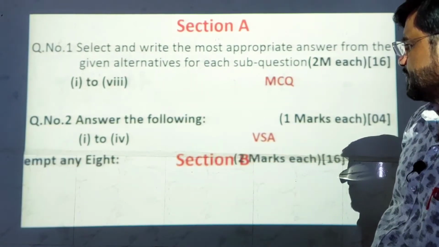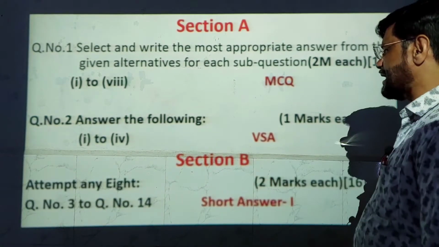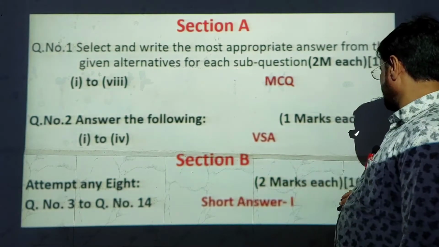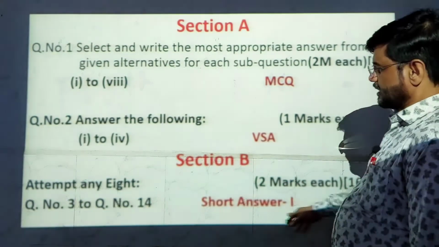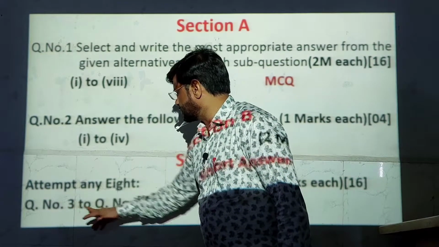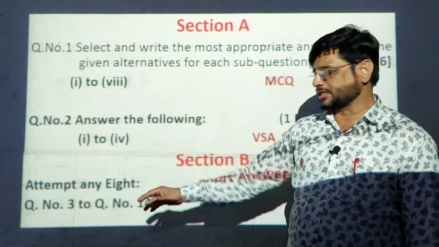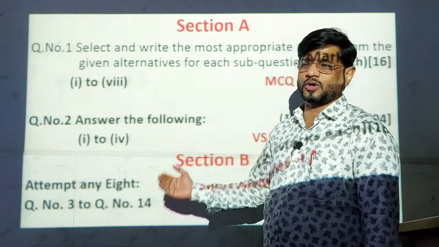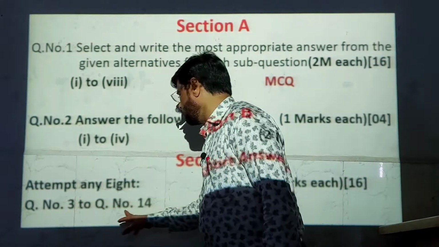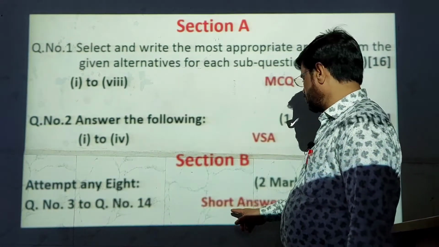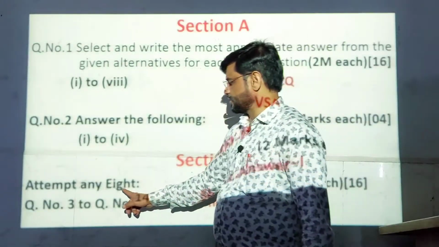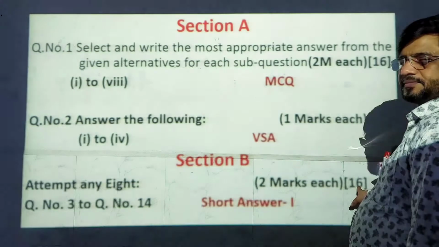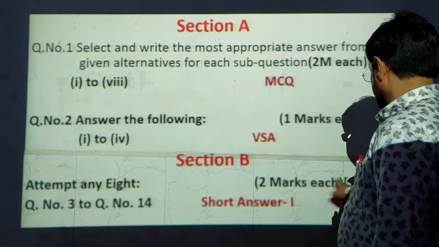Now section B. Section B is attempt any 8 questions out of 12. Each question has 2 marks. It has question number 3 to 14, which means the total questions in this section are 12. You have to attempt just any 8 from 3 to 14. It has 16 marks.